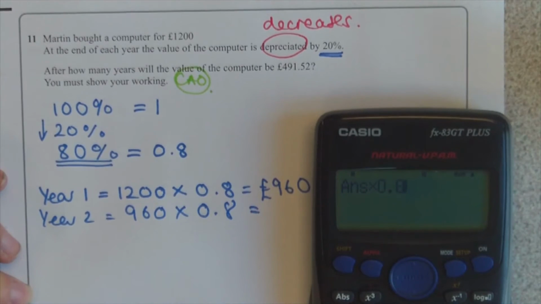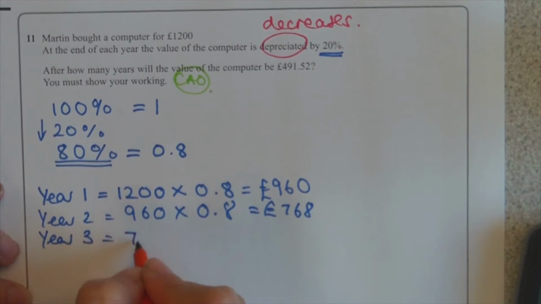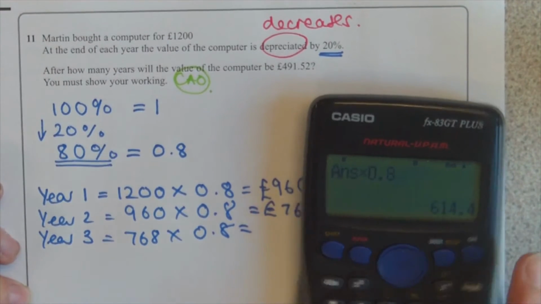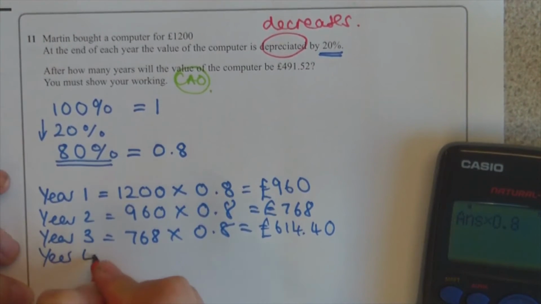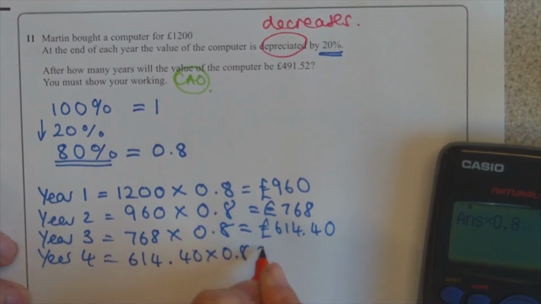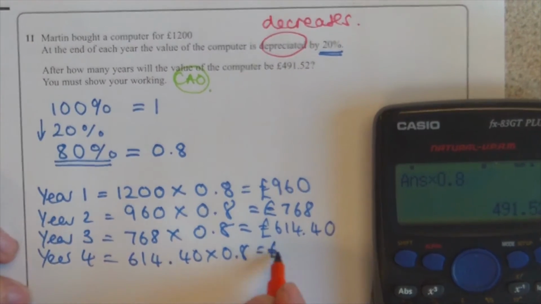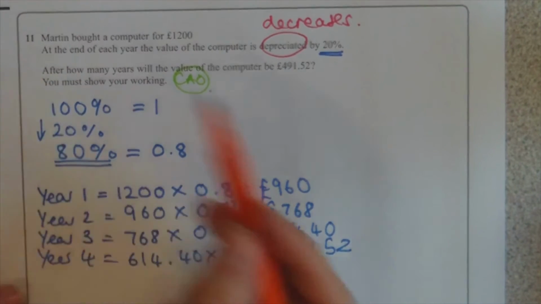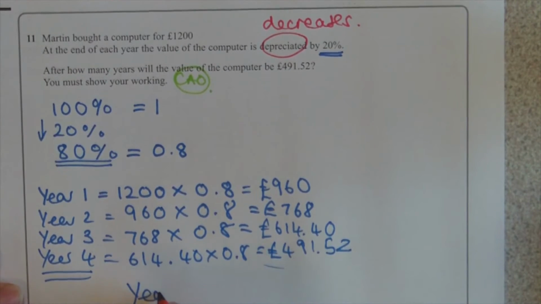Okay, for year 2, I take that, and I multiply by 0.8 again, okay? So at the end of the second year, it's going to be worth £768. At the end of the third year, so I need to repeat this, it's going to be worth £614.40. And at the end of the 4th year, so you can see we're getting closer and closer to £491. Excellent. So we've got to £491.52. Okay, so the question isn't obviously this answer, because we know that already. It's asking us how many years. So the answer is 4 years.